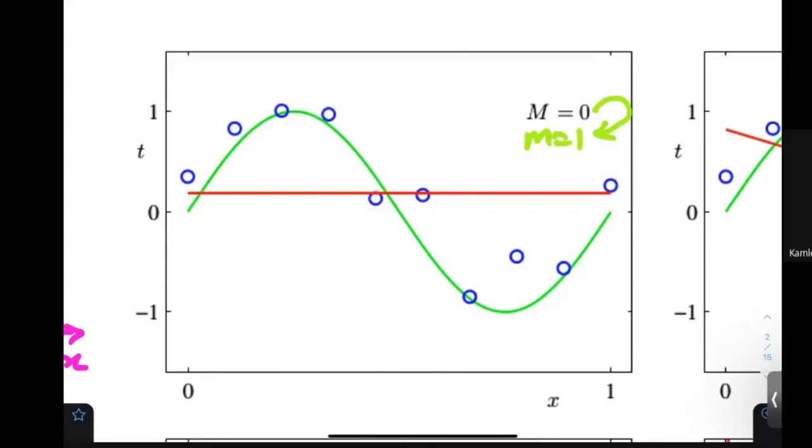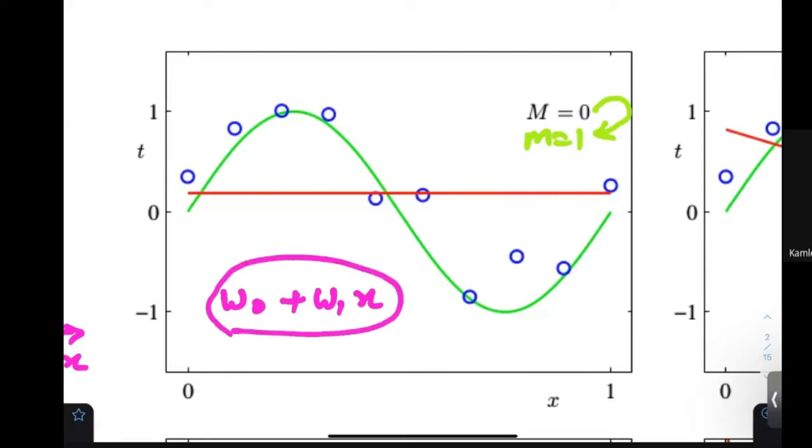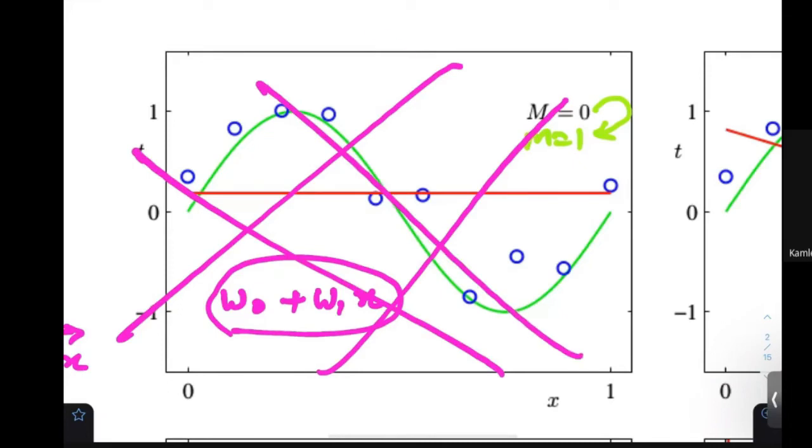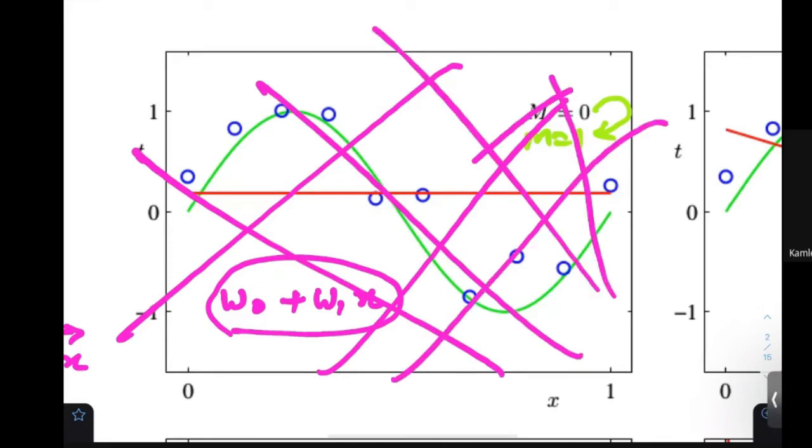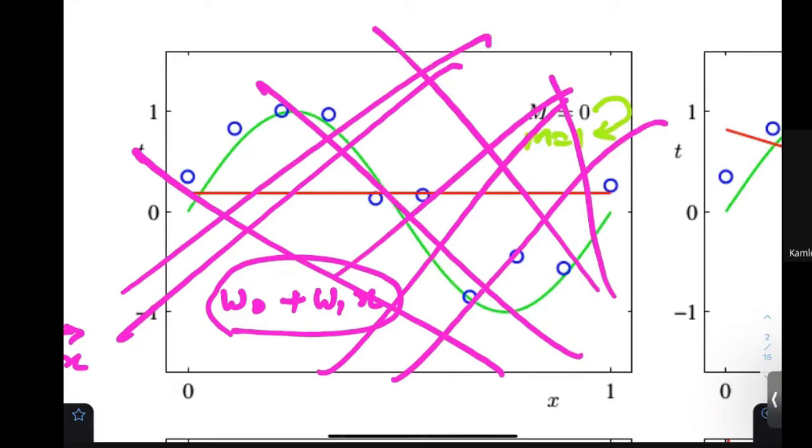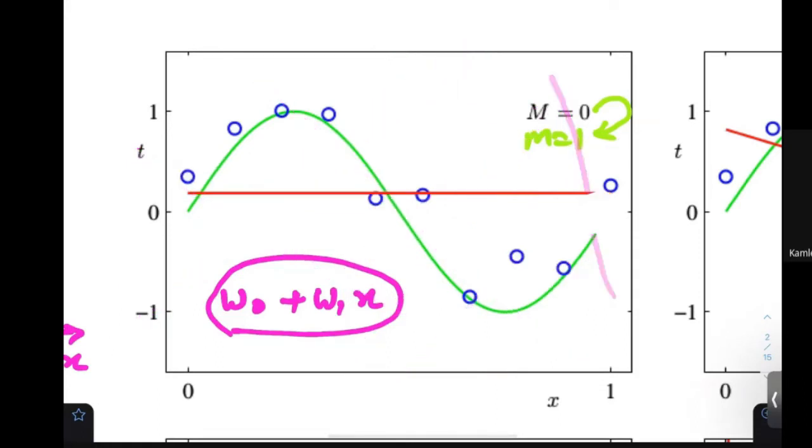If I put m is equal to 1, then my equation would be something like this: w0 plus w1 x. And you know that this is going to be the equation of a line. So with the line equation, they can now be slanted, so multiple lines can be drawn here. And then again the same question would come, that I would pick that particular line which minimizes the difference between the value given by my line and the actual values.